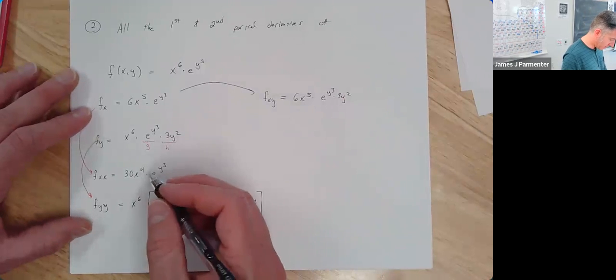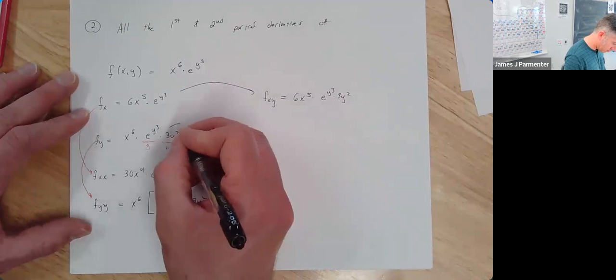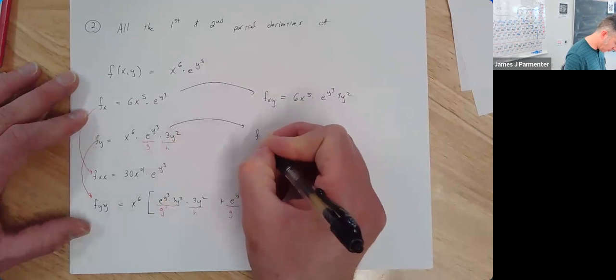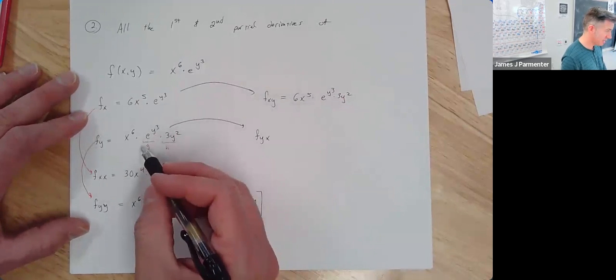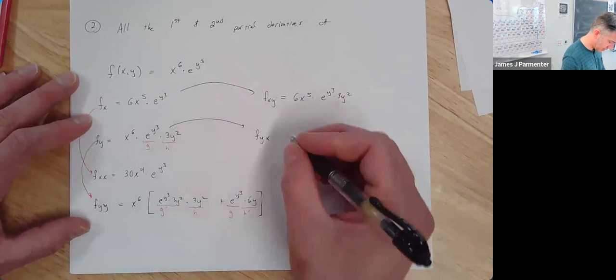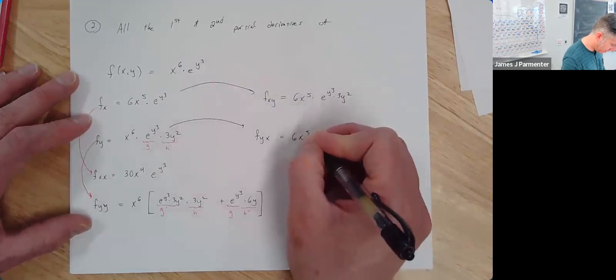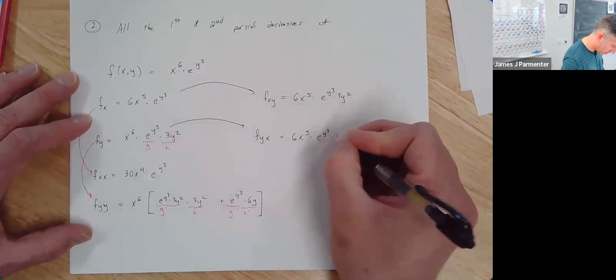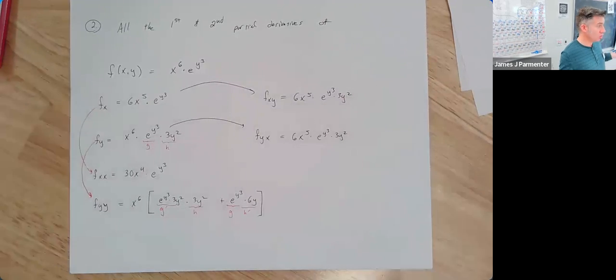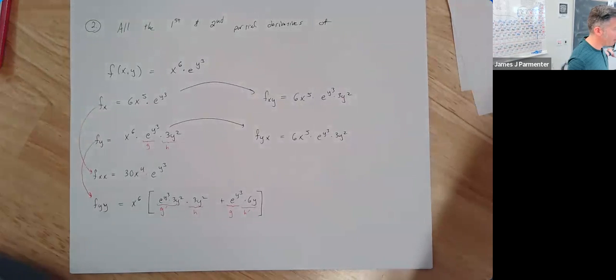And for fyx, I would do the same thing. I would look at fy. I'm going to take the derivative of that with respect to x. So all this stuff here with y's in it, it's going to hang out. The derivative of x to the 6th is 6x to the 5th. And the e to the y cubed times 3y squared is just getting to sit there. And that's good because they should be the same, and they are the same. We're happy about that.